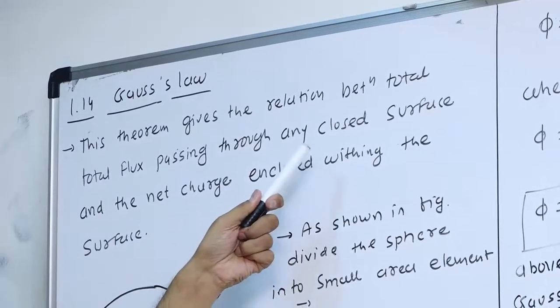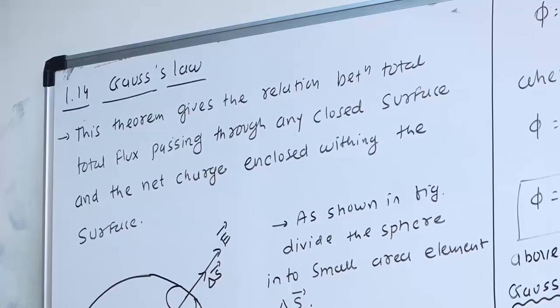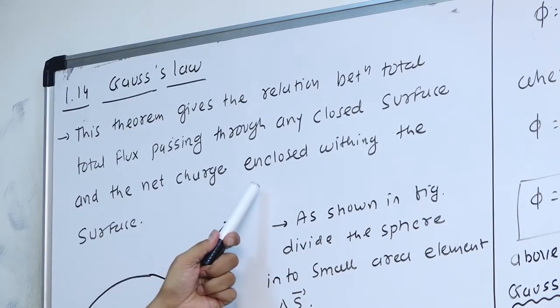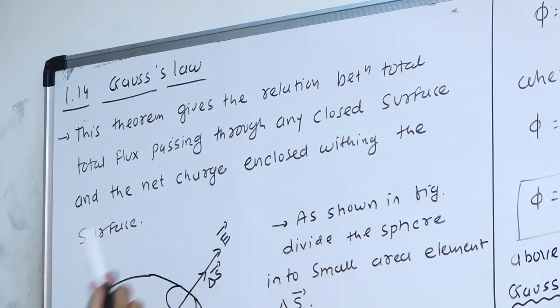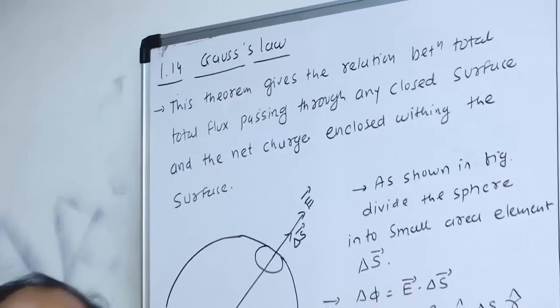First of all, this Gauss law or this theorem gives the relation between the total flux passing through any closed surface and the net charge enclosed within the surface, or also you can say the net charge enclosed by the surface.